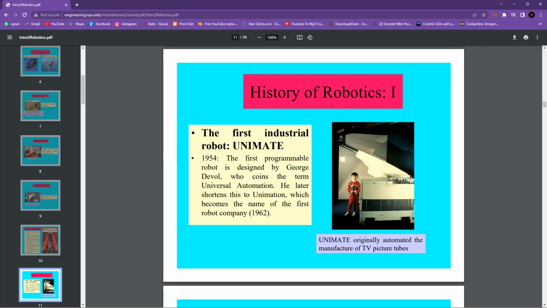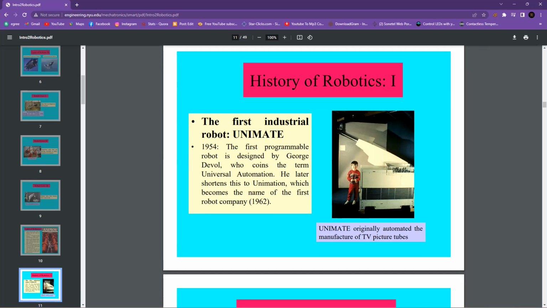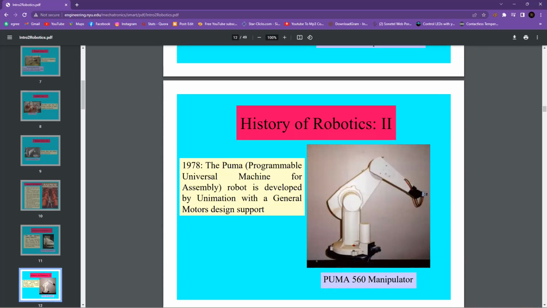The first industrial robot is called the Unimate. It was built in 1954. It was the first programmable robot, and it was designed by George Devol, who coined the term universal automation. He later shortened this to Unimation.